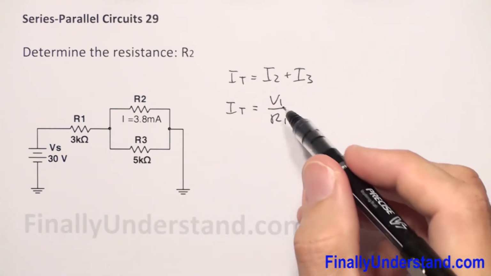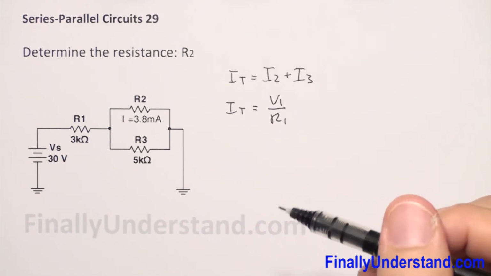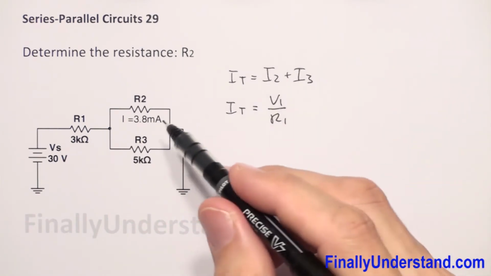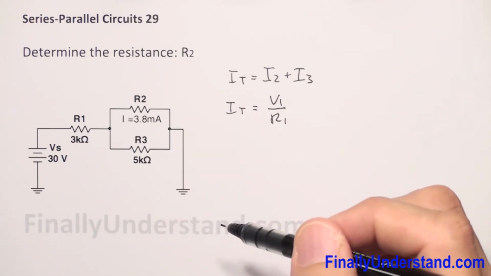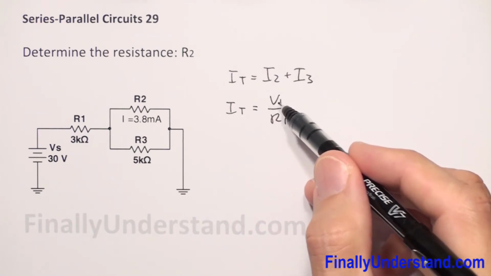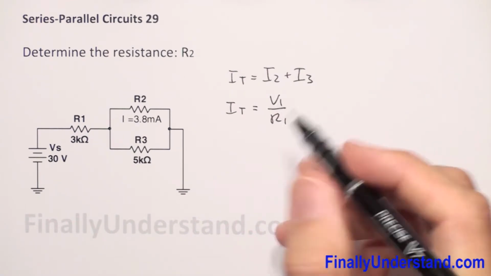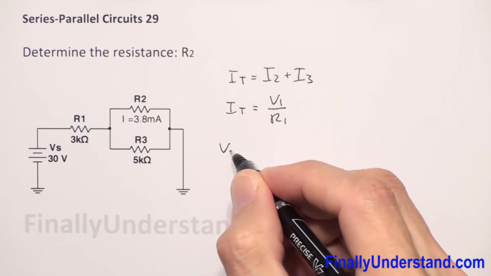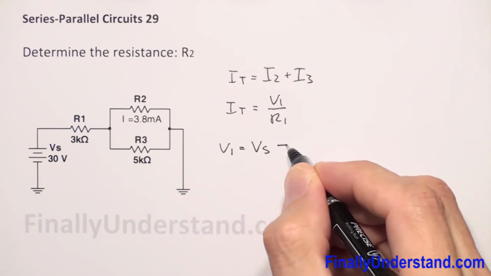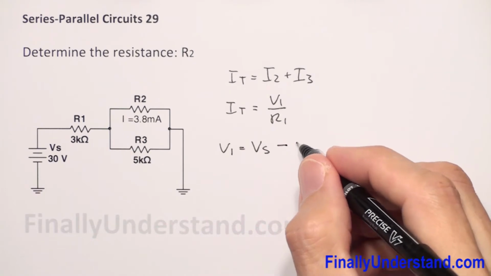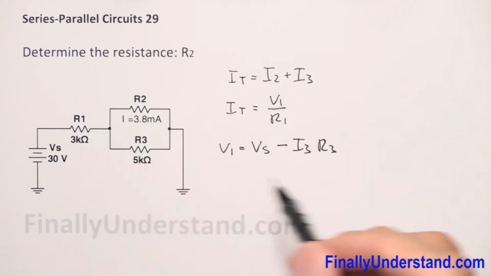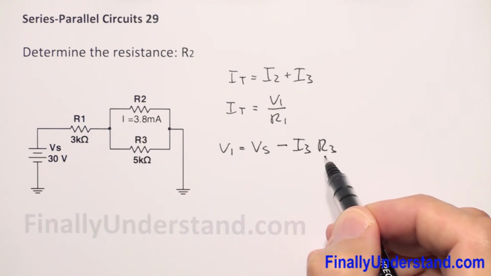But someone will say, but we don't have V1. But we need this equation in order to find this resistance. So how can I find V1? V1 is nothing else than the voltage source minus I3 times R3. Current times resistance is the voltage.